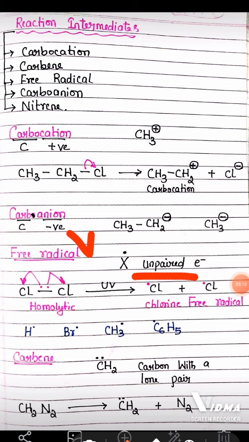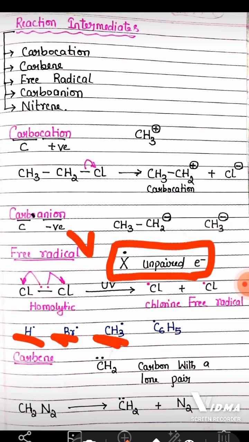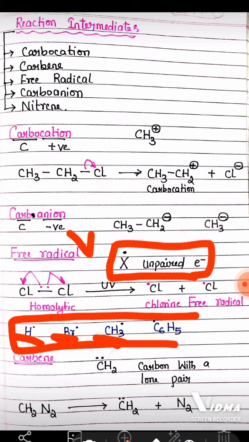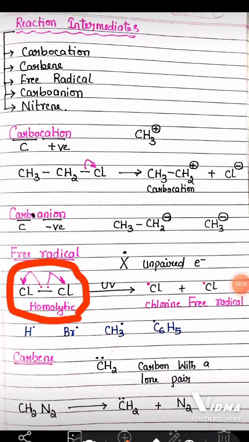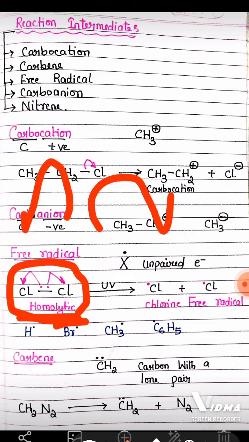The third reaction intermediate is the free radical. Free radical means you can find an unpaired electron on the species. For example, H with one unpaired electron, Br with one unpaired electron, methyl free radical, they are all free radicals. Hydrogen free radical, bromine free radical. These free radicals are formed when molecules undergo homolytic fission. You can find between two chlorine atoms, the bond breaks homolytically, and the half-headed arrow indicates that both the species are getting one electron.